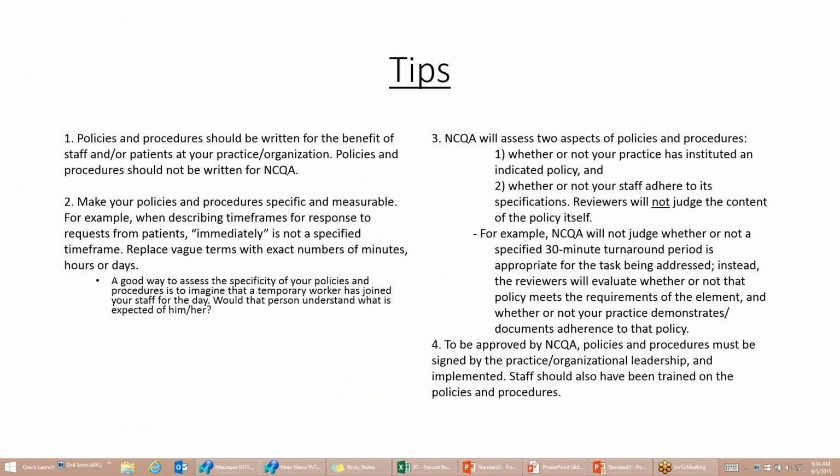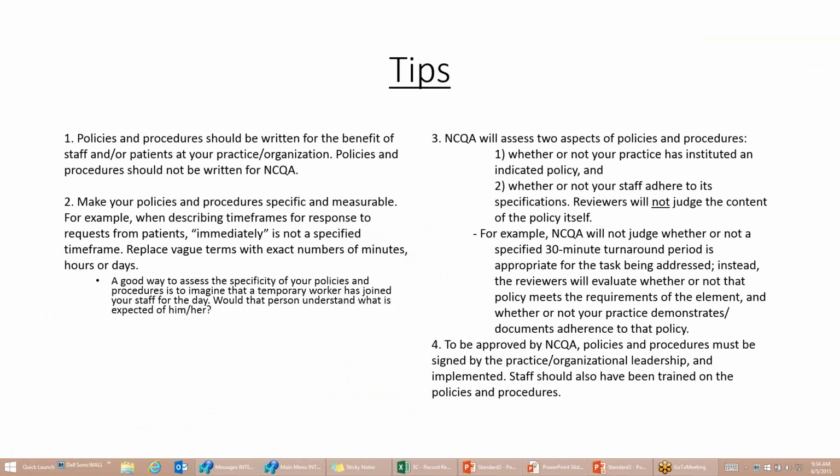The first one being, obviously, in creating these documents or revising ones that the office already has, we want to do so to meet the requirements to receive recognition. But keeping in mind that these really need to be beneficial for the practice, for the staff. So writing it for them to understand and follow while still meeting the requirements for recognition.